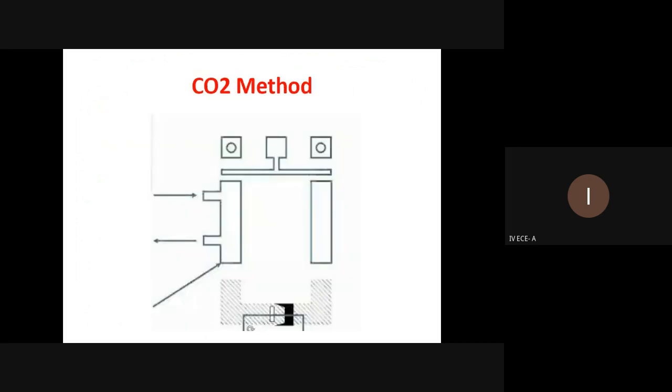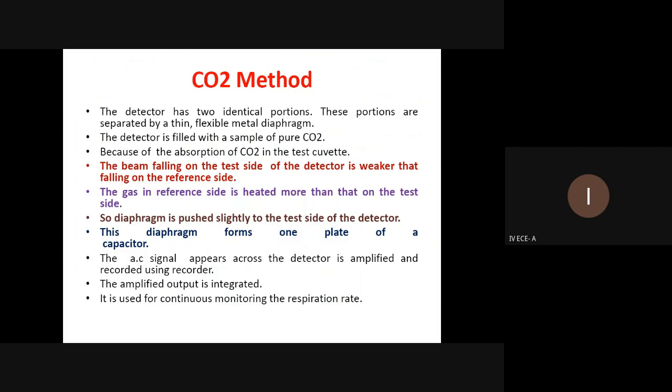So this is the CO2 method. The gas on the reference side is heated more than that on the test side. A diaphragm is pushed slightly to the test side of the detector. This diaphragm forms one plate of a capacitor. The amplified circuit is integrated and used for continuous monitoring of the respiration rate. This is an indirect method of respiratory measurement.